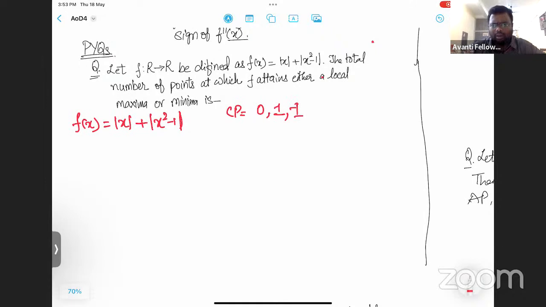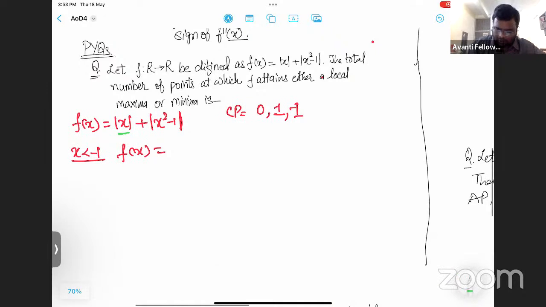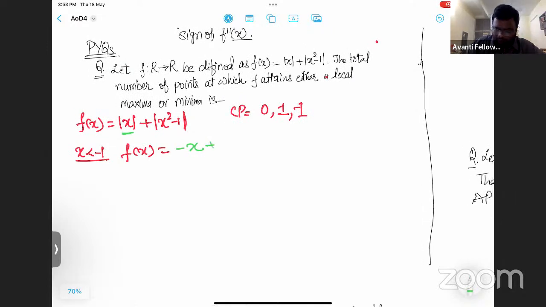So we'll simply draw the intervals. First interval will be x less than minus 1. If x is less than minus 1, what do we get as the function? Mod of x, will this be positive or negative? Obviously negative. For x square minus 1, let's say minus 2 squared is 4, minus 1 is 3, this will be positive. So this is x square minus x minus 1. For the second part, x from minus 1 to 0, what will we get?